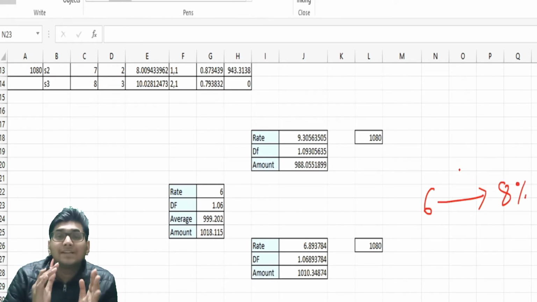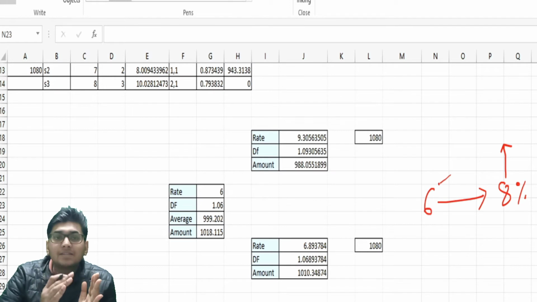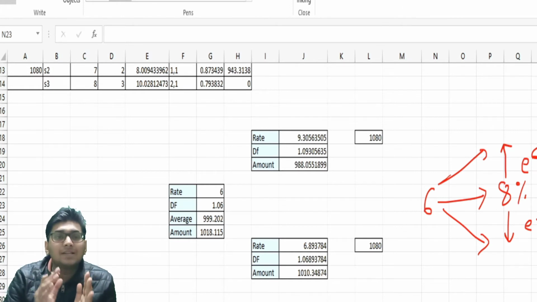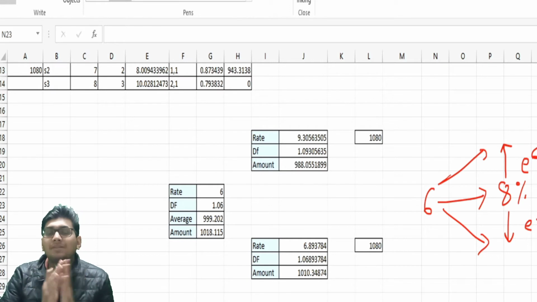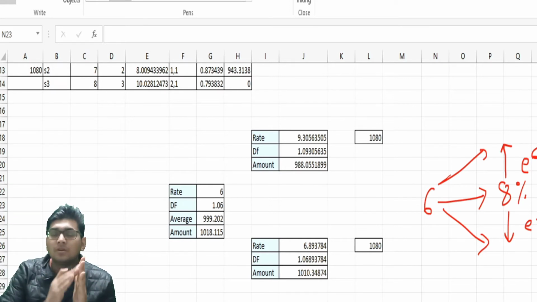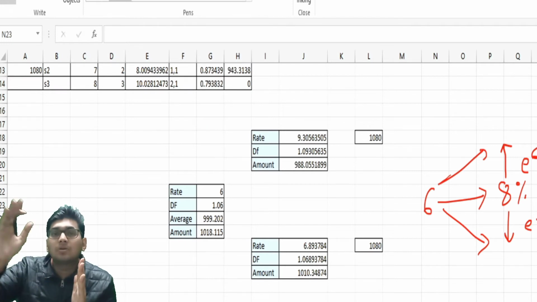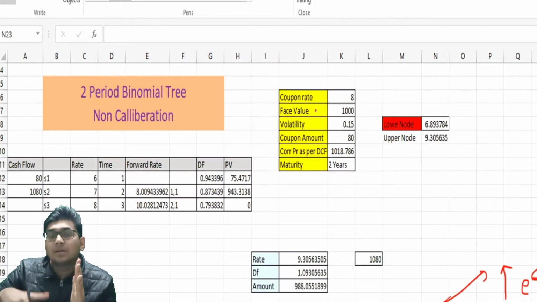That's the volatility of the interest rate. Now volatility is also given to us. You can see our top box. What is the volatility? 0.15. The volatility is given to me. Now what you have to do? You have to find out from 6 how much it can go up, and from 6 how much it can come down.